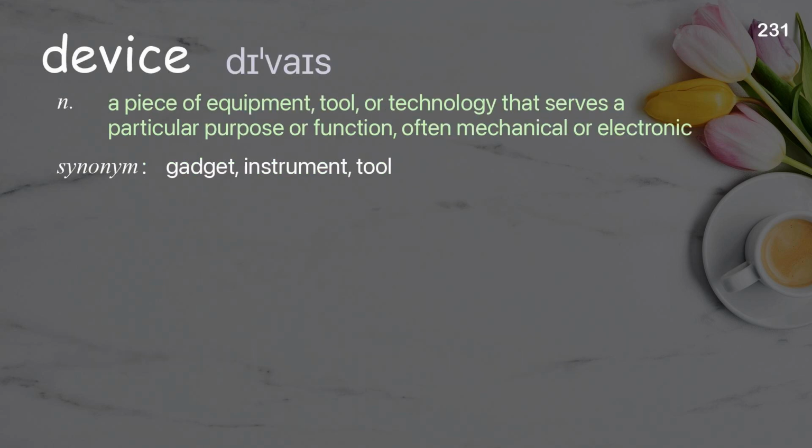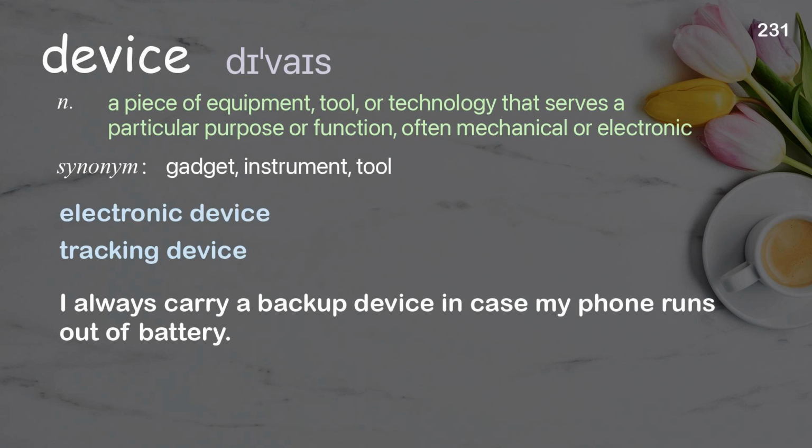Device: a piece of equipment, tool, or technology that serves a particular purpose or function, often mechanical or electronic. Examples: Electronic device. Tracking device. I always carry a backup device in case my phone runs out of battery.